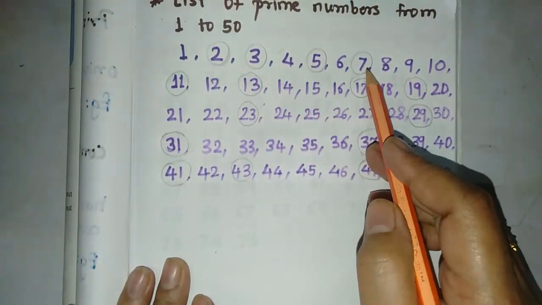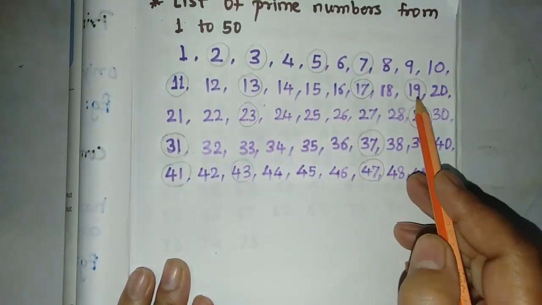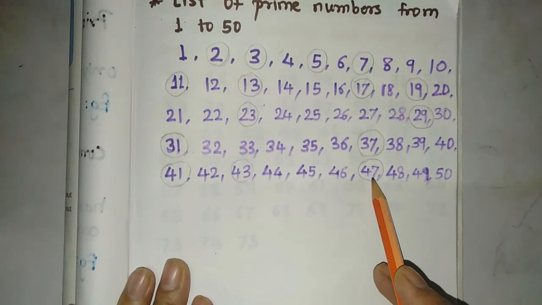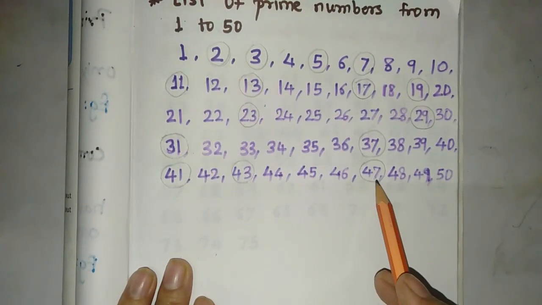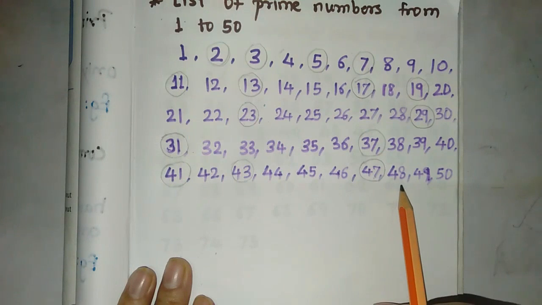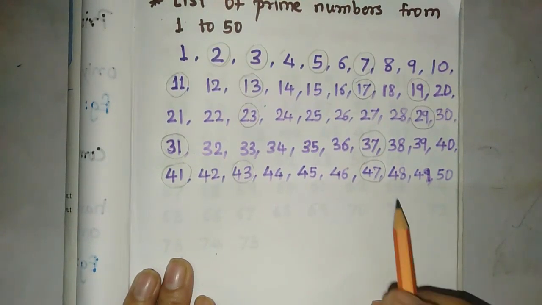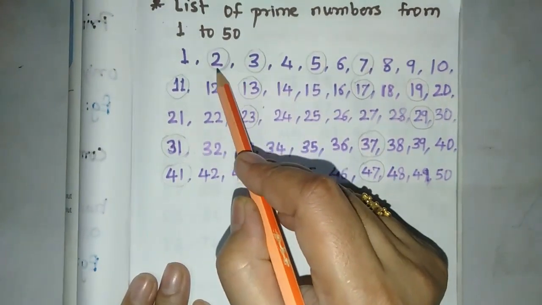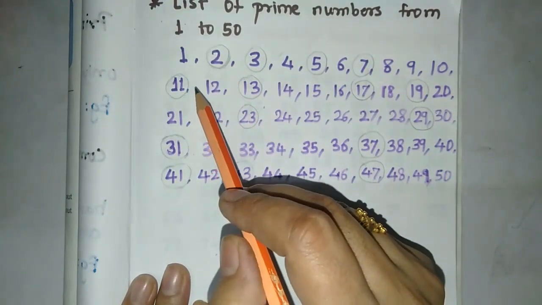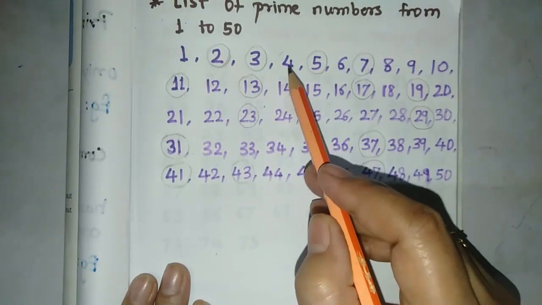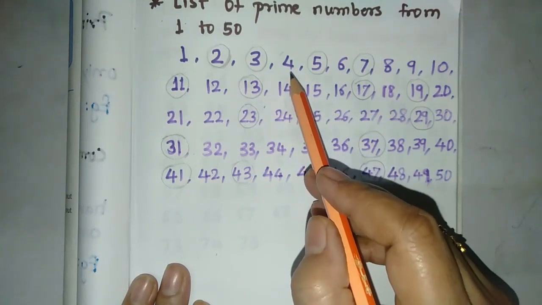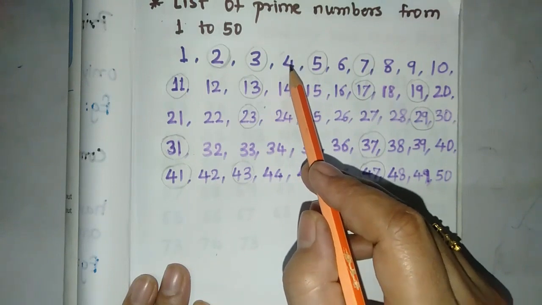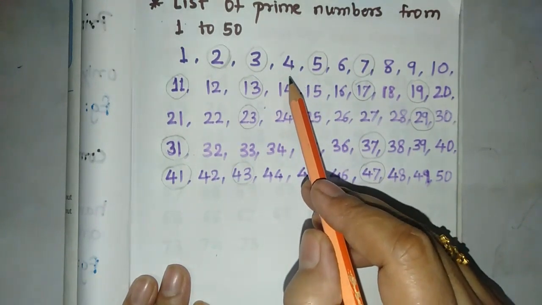1, 2, 3, 4, 5, 6, 7, 8, 9, 10, 11, 12, 13, 14 and 15. So these are the prime numbers from 1 to 50 and how many are they? 15. Understood, all the students? And one important thing is that among the even numbers only 2 is a prime number, because from 4 onwards each and every even number has more than 2 factors, meaning from 4 each and every even number is a composite number.